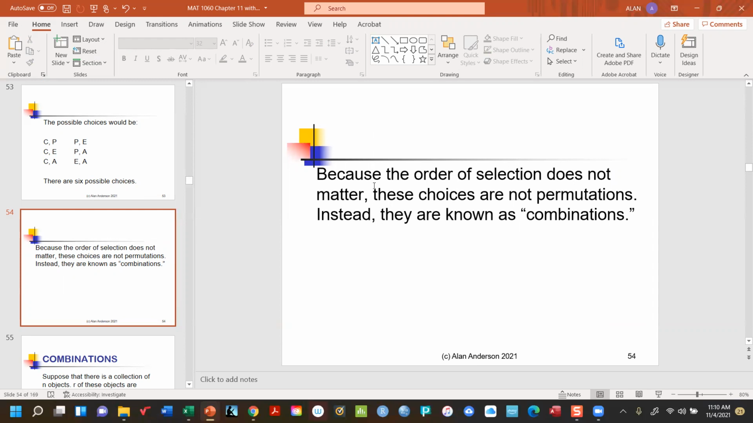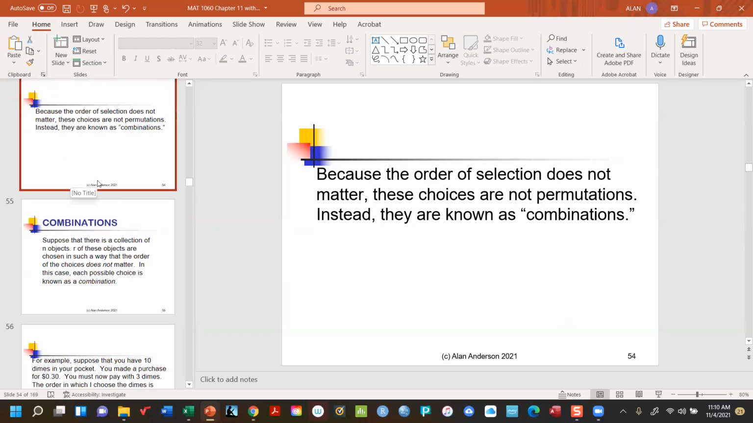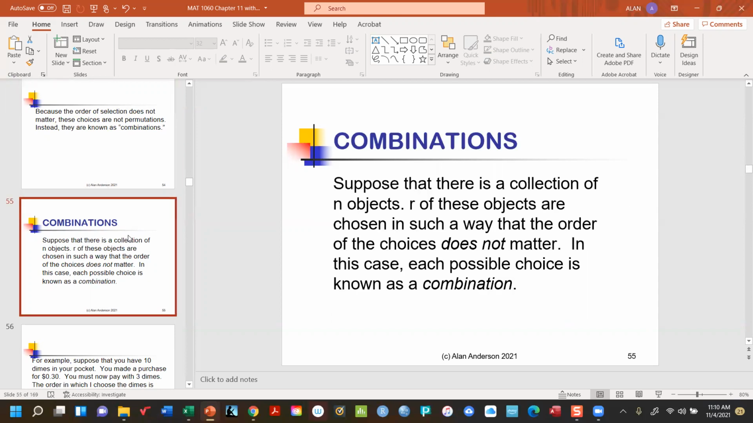So, of course, this implies that there's going to be a different formula for figuring out how many combinations we can create. If with a collection of n objects, we choose r of them in such a way that the choice does not matter, that means each choice becomes a combination. And the formula for calculating the number of combinations is a little bit messier than it is for the permutations. Not much, just enough, though. We have to pay attention.